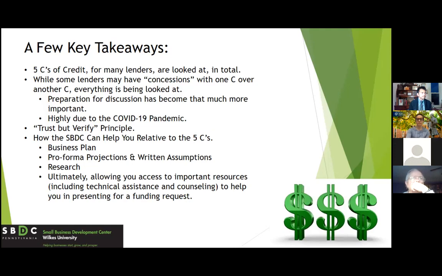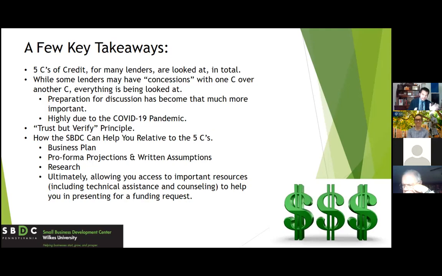With the 5 C's of credit, I would suggest that even if you don't fall into the 5 counties that we serve, all right, that you leverage off of the resources from your local SBDC, because we're able to help with things.